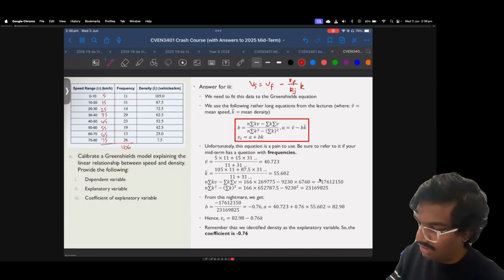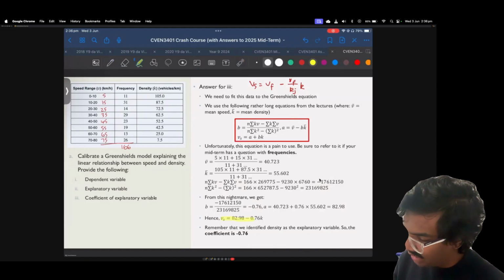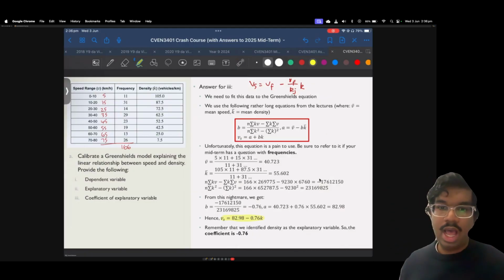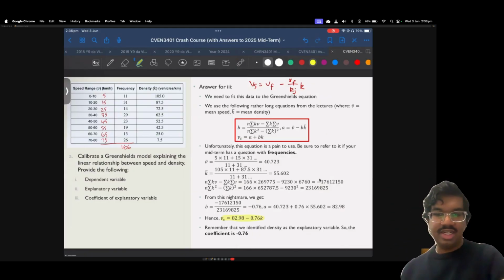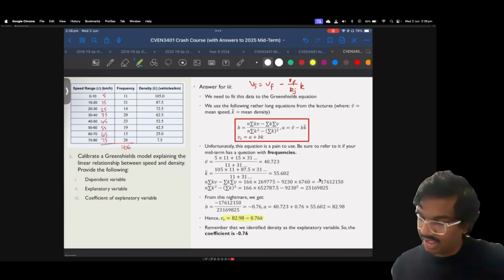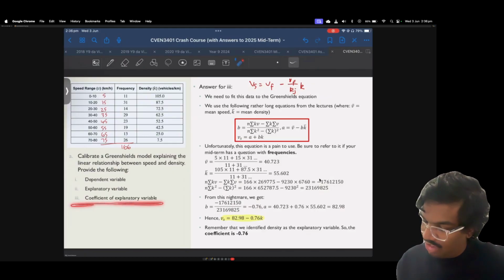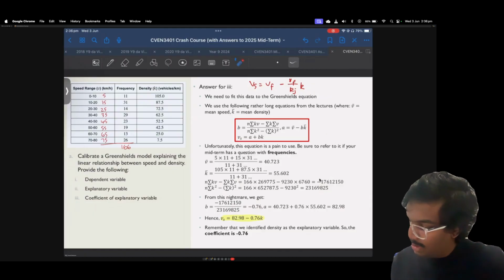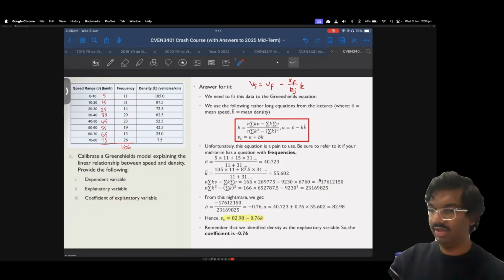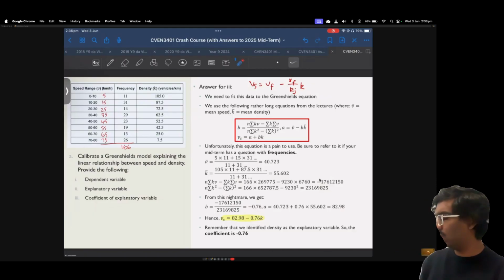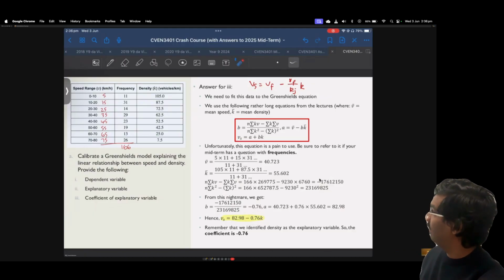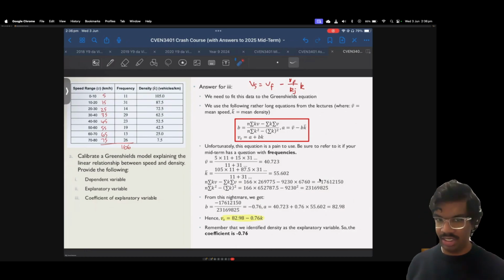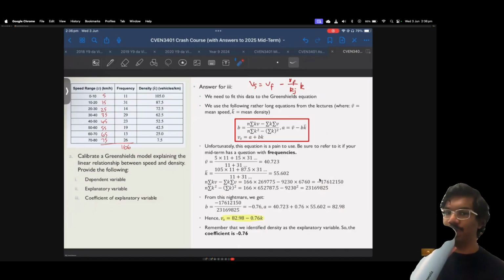So finally, after all that, we get Vs equals 82.98 minus 0.76k. Remember that we identified density as the explanatory variable, so it's asking us for the coefficient of the explanatory variable. Density is k, so the coefficient is going to be minus 0.76. It's quite rough, but if you can understand this, this is probably one of the hardest in the midterm. So if you take the time to understand that, you should be all right.